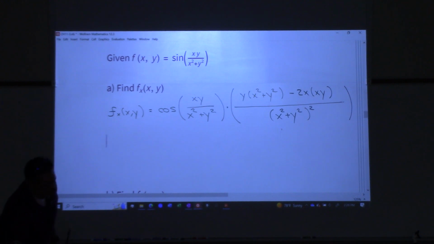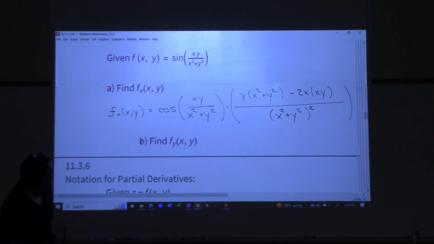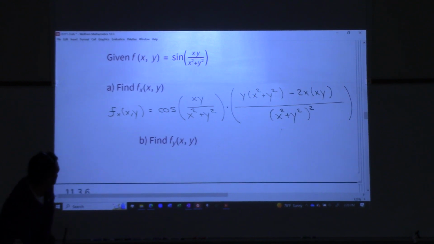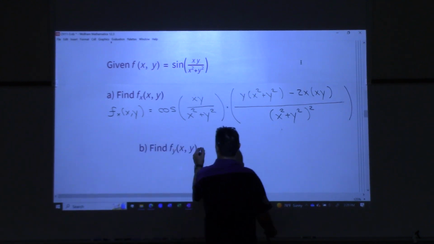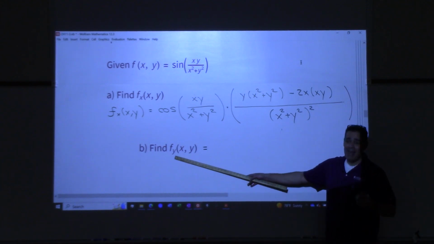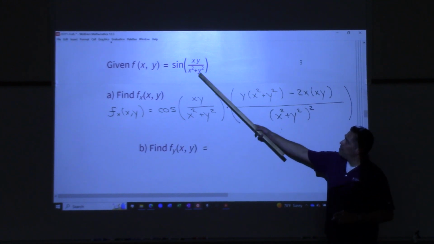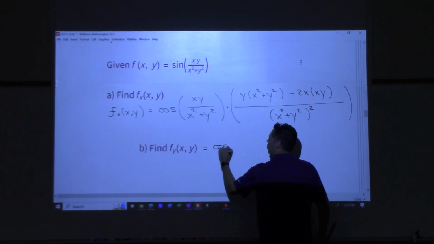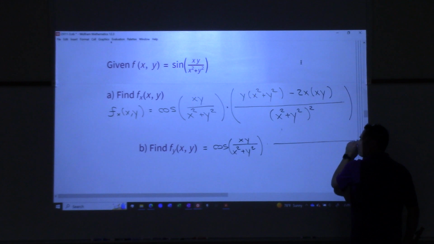The next one is to do this partial, but this time with respect to y. Not a lot's going to change, is it? Other than I lost the function there. Let me see if I can squeeze this in right here. So now y is my variable, x is my constant, right? Same game. I still have to do composition, cosine of xy over x squared plus y squared times, and then again quotient rule.